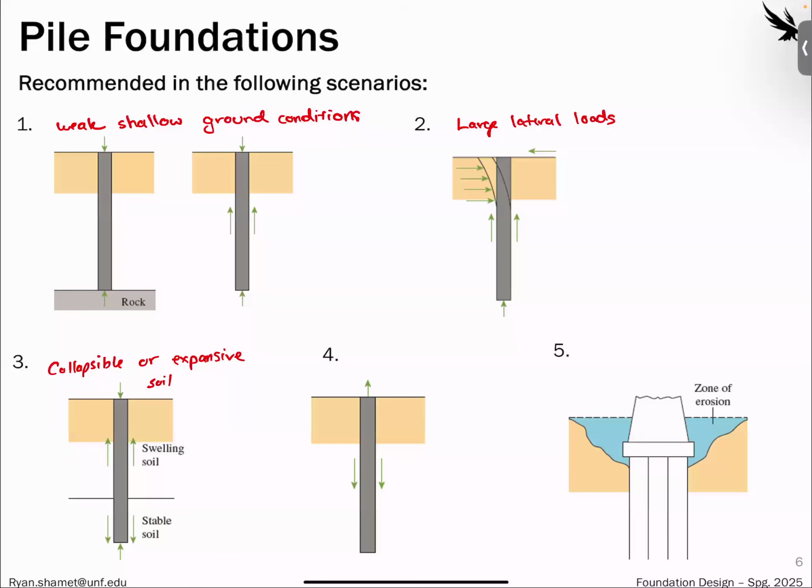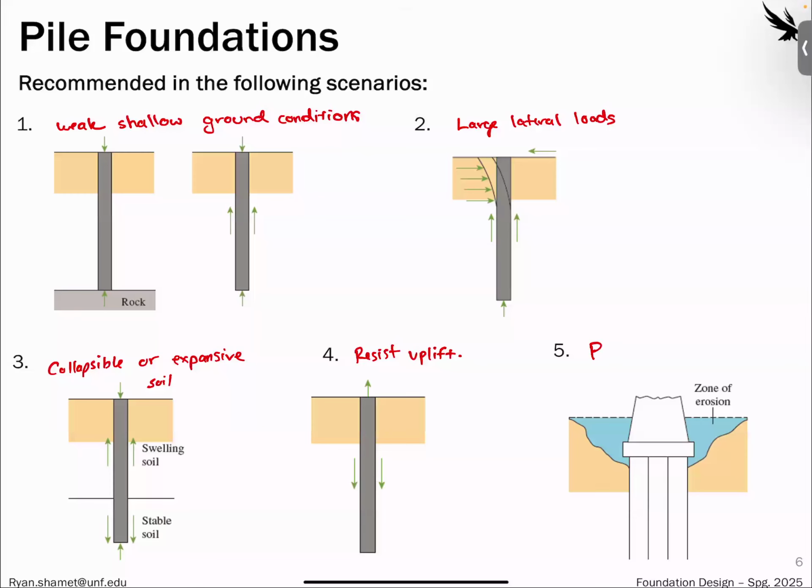Another one that's often overlooked is if we need to resist uplift. Again, overhead signs, or think about those big towers that have the tension lines down and the little footprints, like transmission towers. You might need to resist uplift.